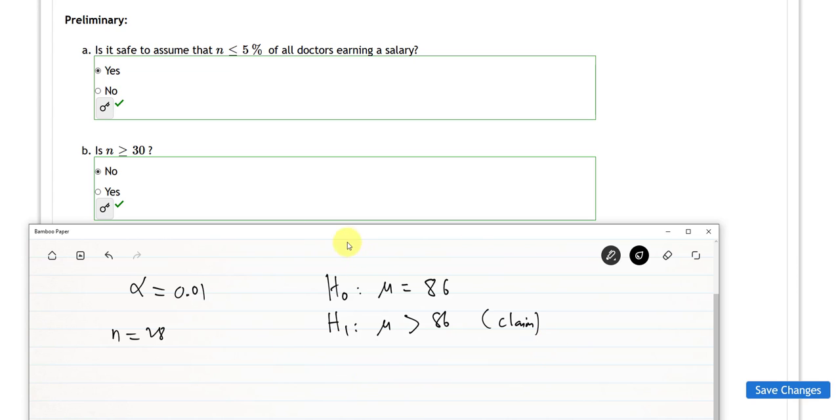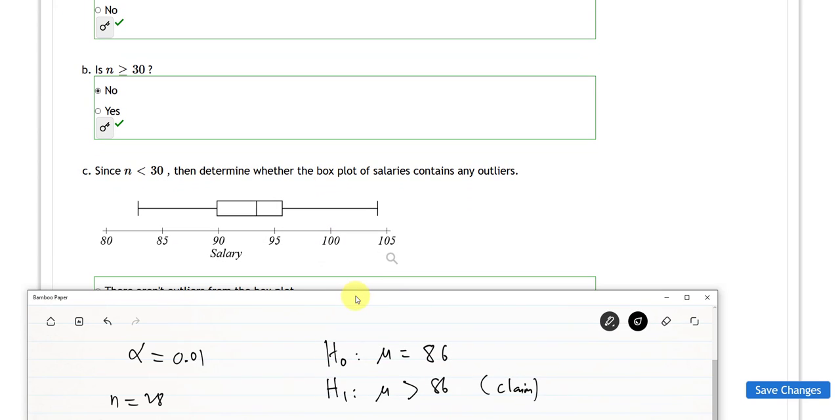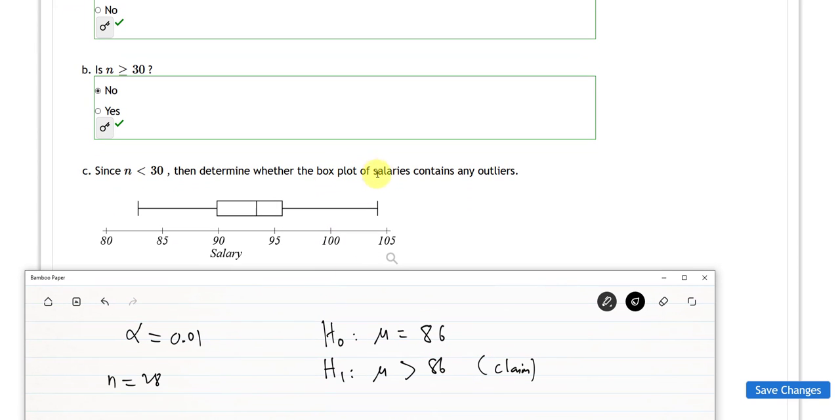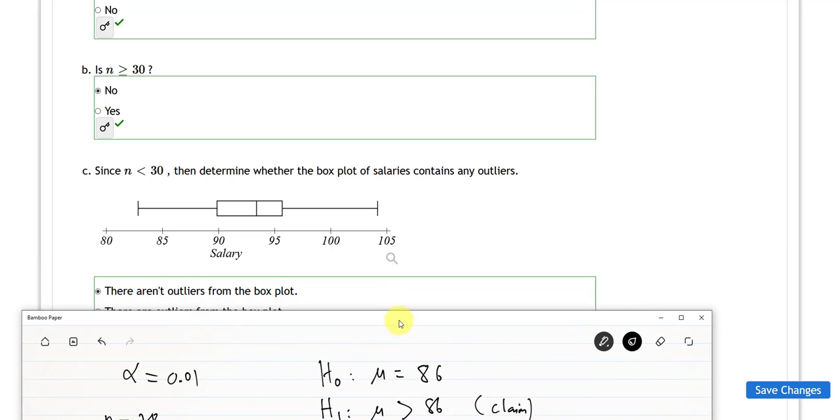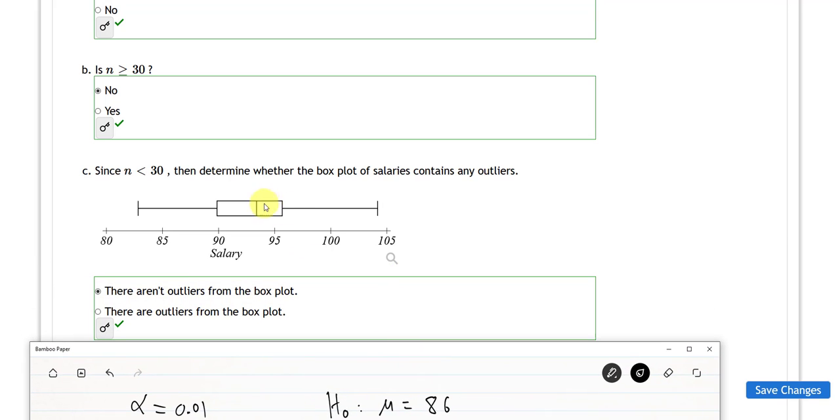So how do we check that? We can use a normal probability plot, or we can use a box plot of the salaries to see if it contains any outliers. This is the given box plot, and it looks like a good box plot. There are not any outliers, which is okay because the sample size is less than 30.